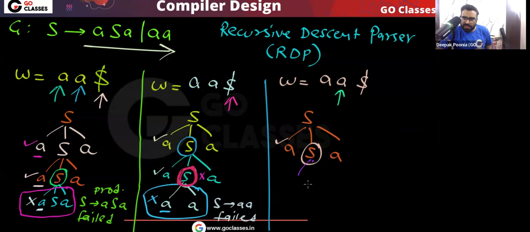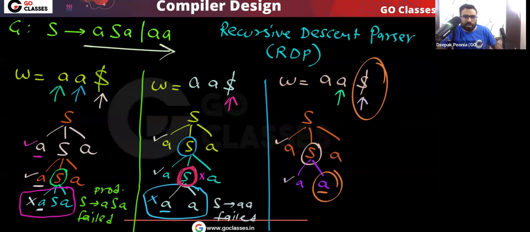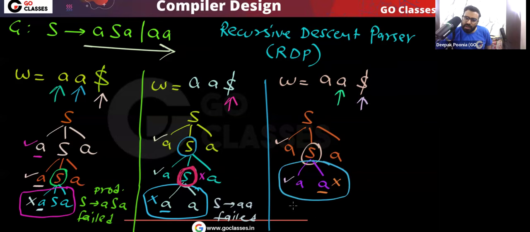Now notice this S will try double A. Then what will we do? You can see this is the current input symbol and this is the terminal. Are they matching? Yes, they are matching. A, they are matching. So I got a small local success here. Because this A and this A are matching, now the current input symbol is dollar. Now you can see this A, is it matching the current input symbol? No. So it means this production also has failed. Which production? S going to A failed.